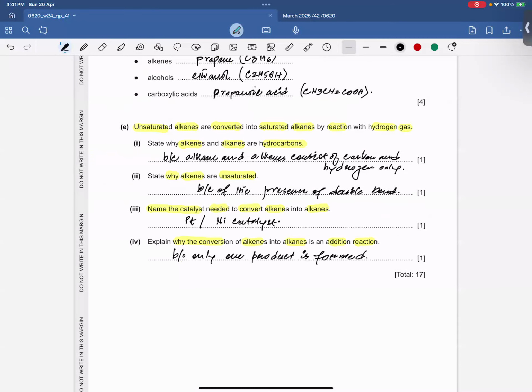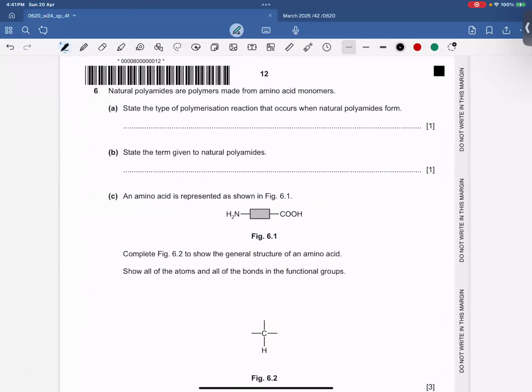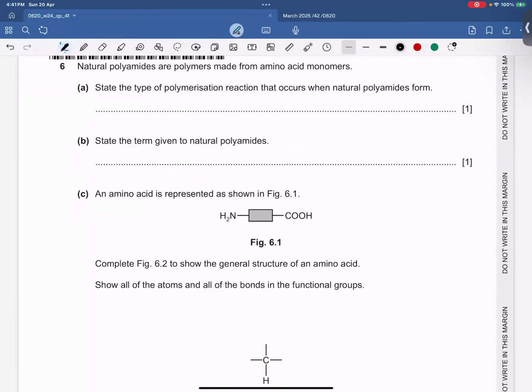Okay, let's move on to the next part of the question. Question number 6. Natural polyamides are polymers made from amino acid monomers. And this natural polyamide is called protein, because proteins are always formed through amino acids. That's what we have discussed in the class.